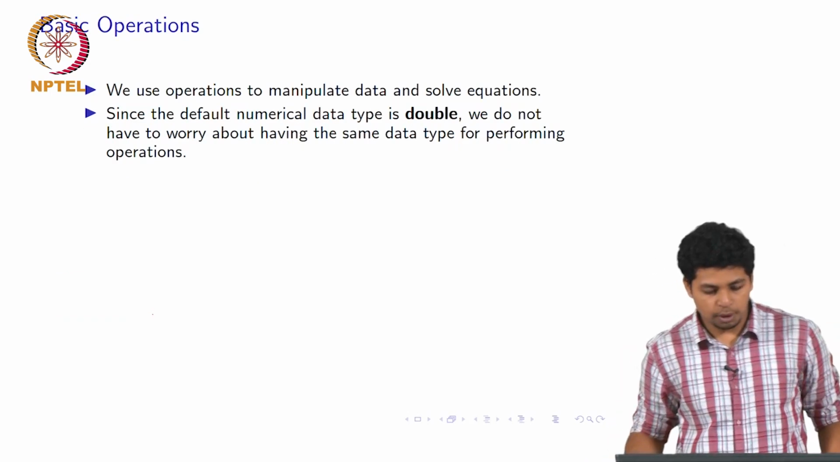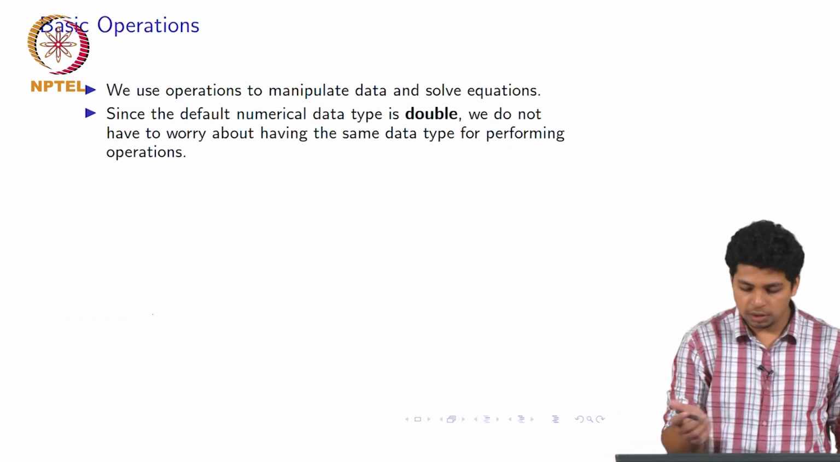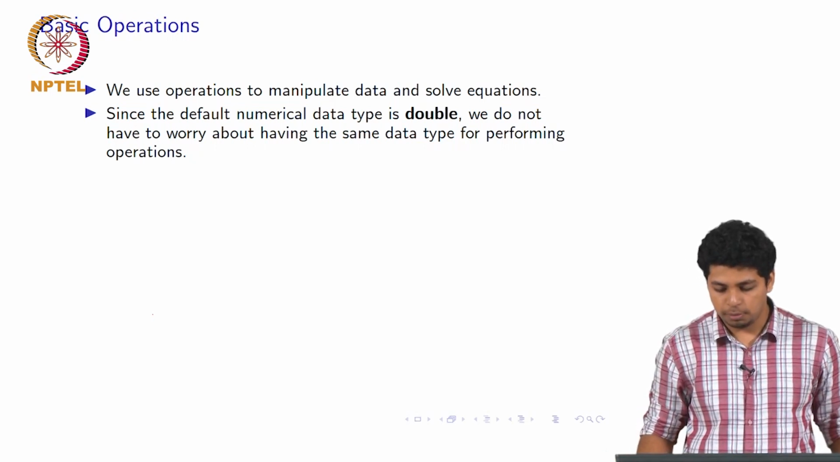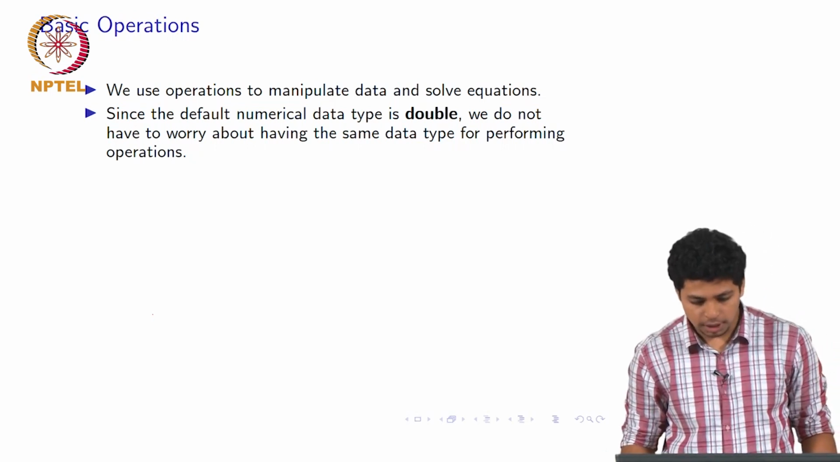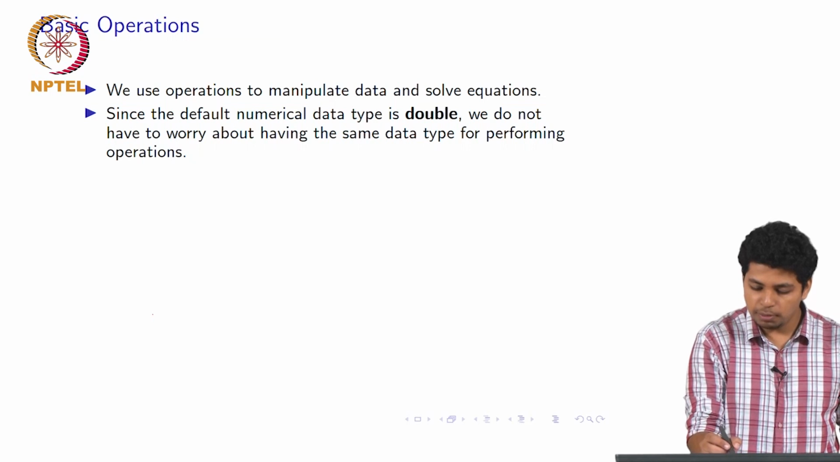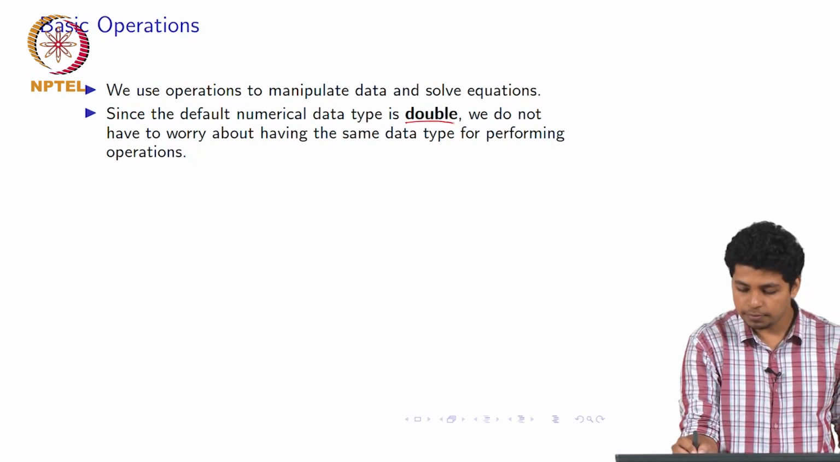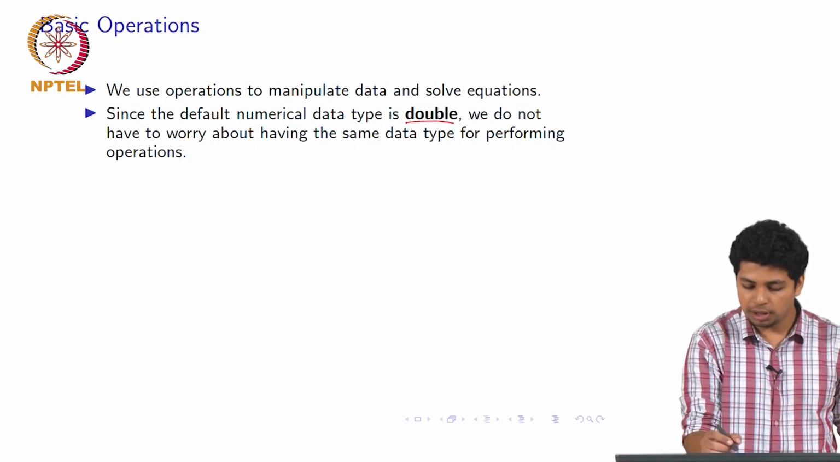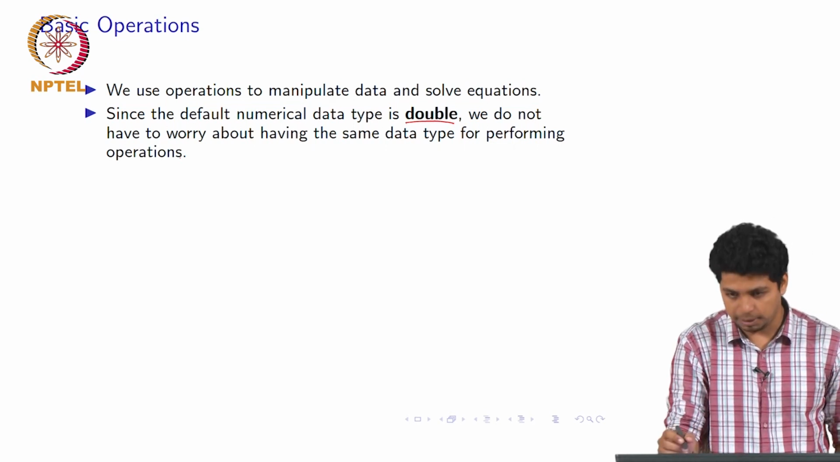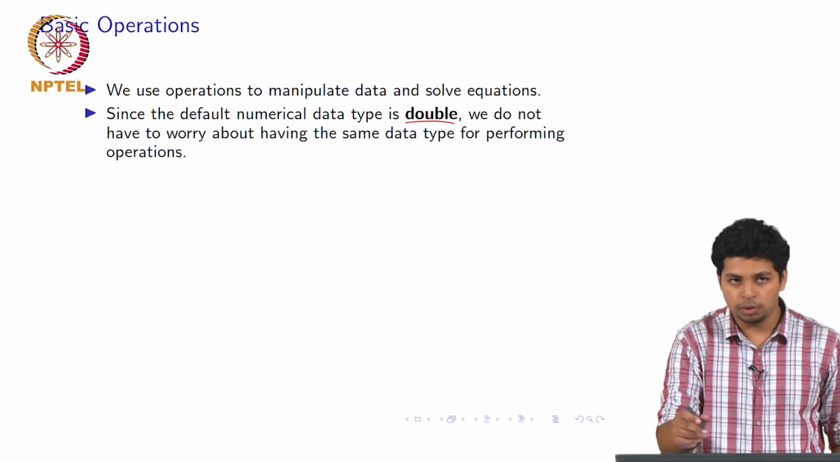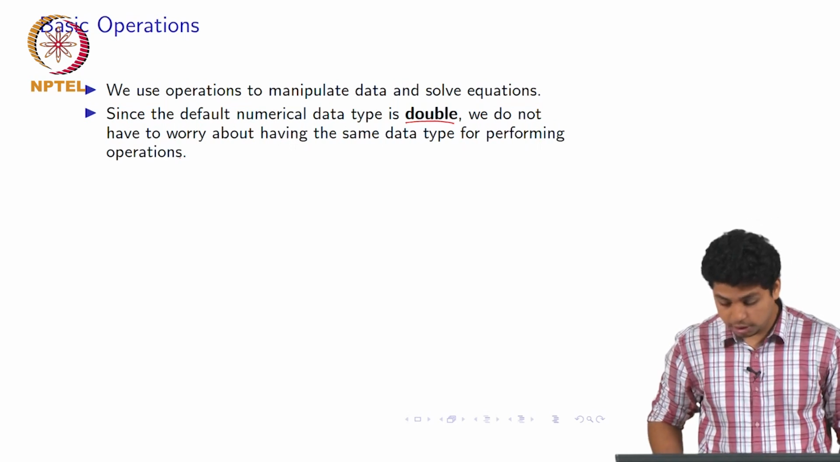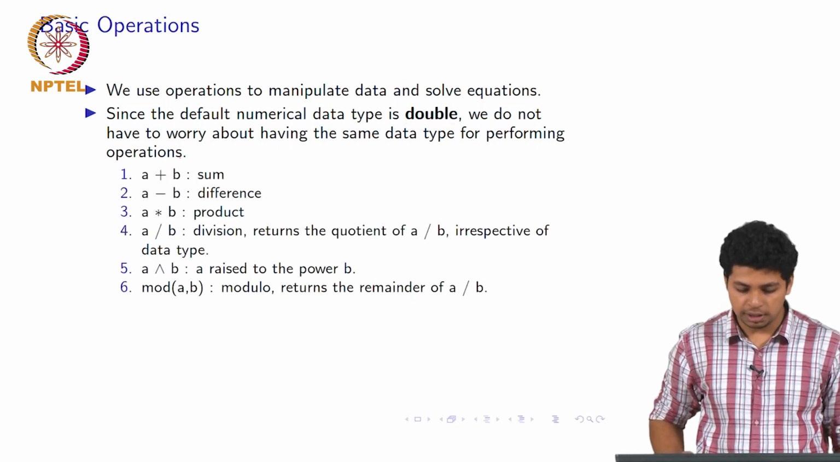Now we'll discuss a bit about basic operations. Now we use operations to manipulate data and solve equations all the time. So since the default numerical data type in MATLAB is double, we do not have to worry about two variables having the same data type in order to perform any operations on them. That's an advantage you have to consider for MATLAB.